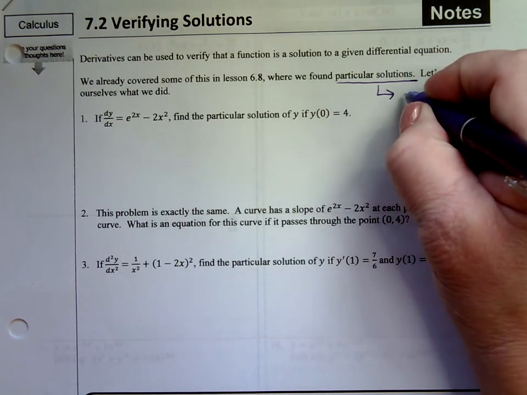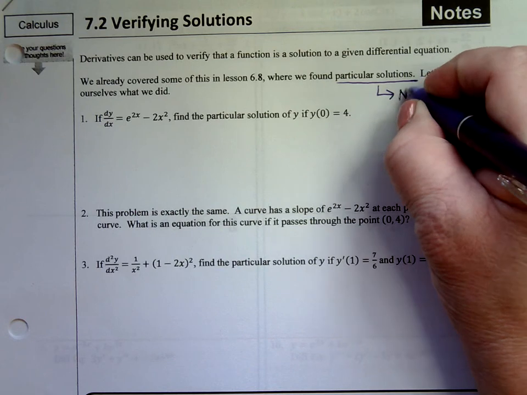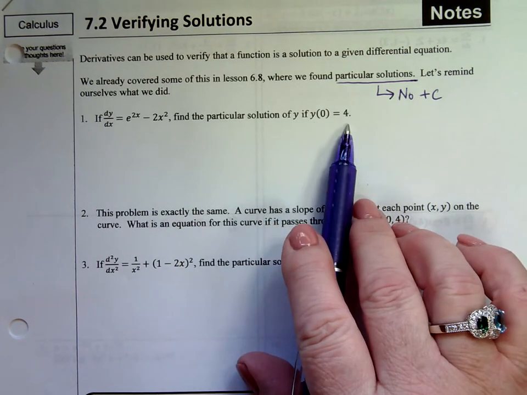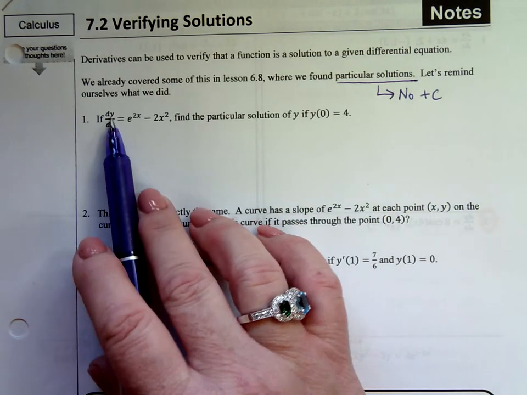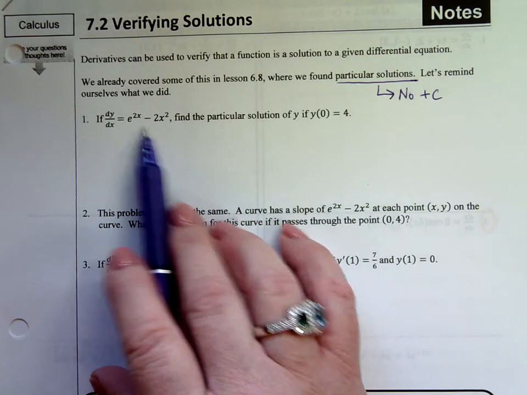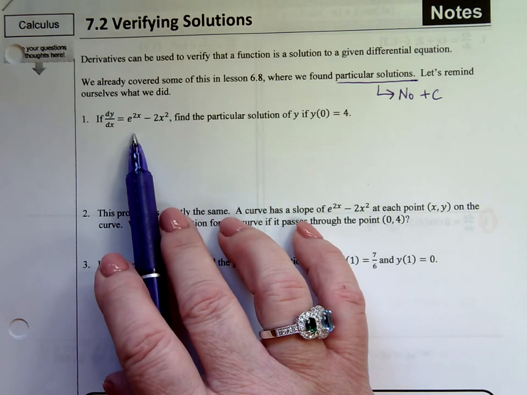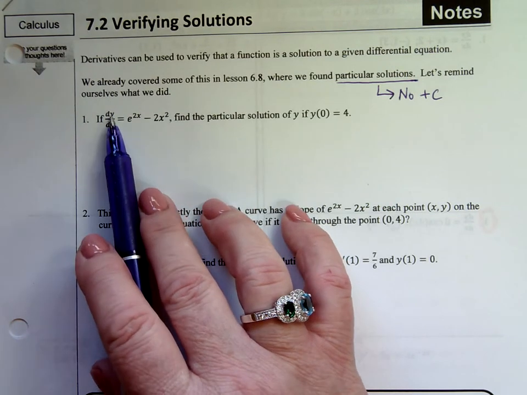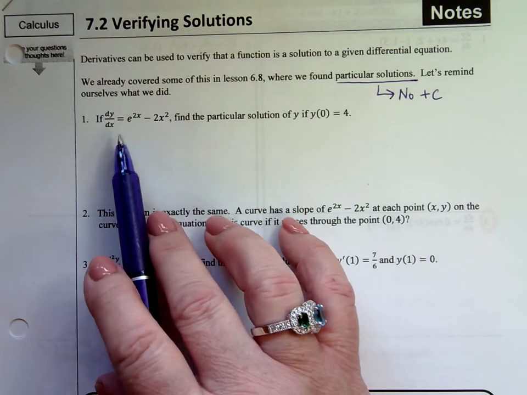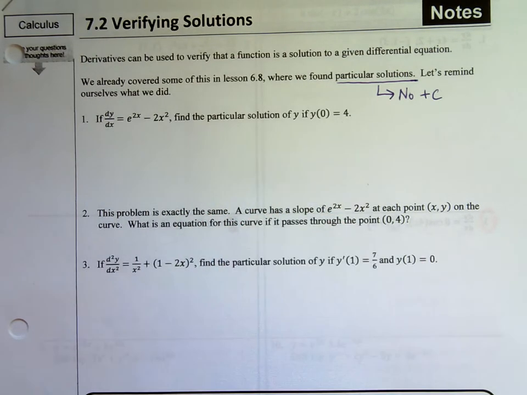So in particular solutions, they give you extra information and there is no plus c. There's no need for it because you can figure out what c is. What I'm talking about is this extra statement at the end. They tell you the derivative here is this function, and they want you to figure out what the original function actually is. This is the derivative. You're going to take it back a step, which means you have to integrate it, and then they're going to give you enough information for you to be able to find what c is and put that into the equation. So that's our goal for these.